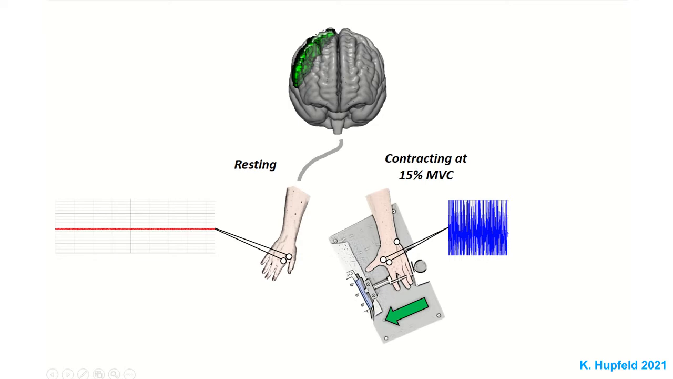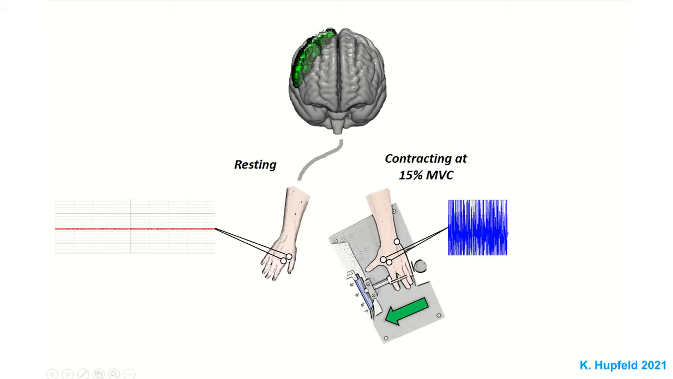Next, we ask the subject to contract the opposite hand muscle at a low level of force. In this example, they're contracting the left hand at 15% of their MVC, or 15% of their maximal voluntary contraction. The blue trace here is showing the muscle activity in the left hand, so you can see that this hand is actively producing force.